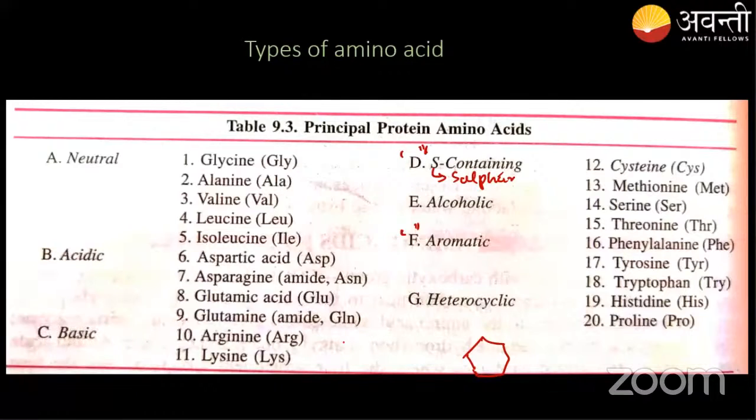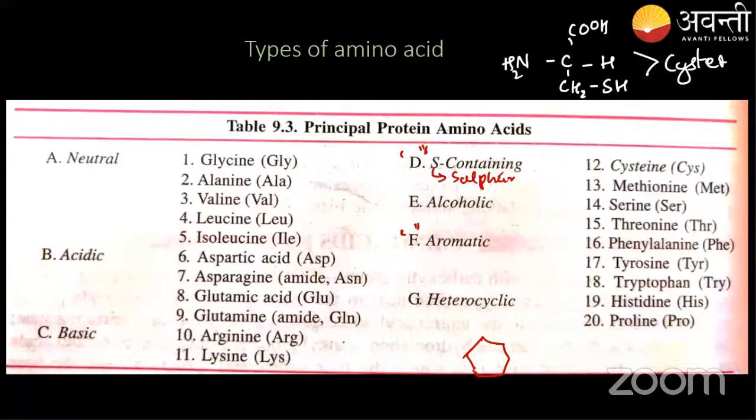So cysteine will be, these things are common: NH2 and COOH, and this side will be the H. Here CH2SH is there. Okay, this is the cysteine. Here you can see, right, the variable group is CH2SH. That's why it contains a sulfur. So that's important.